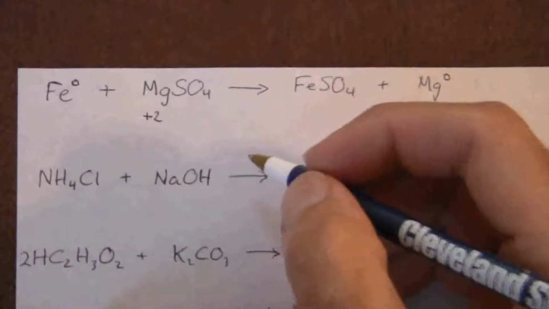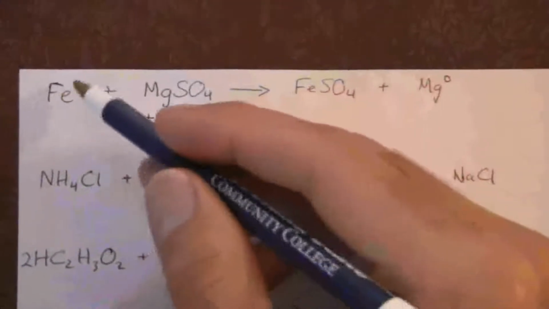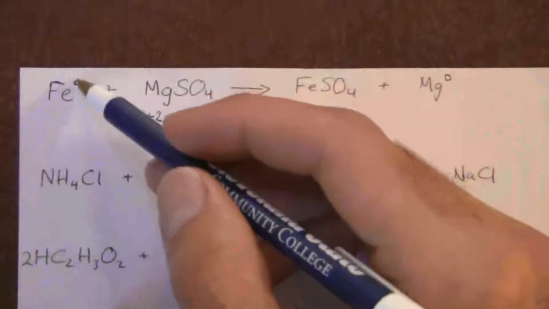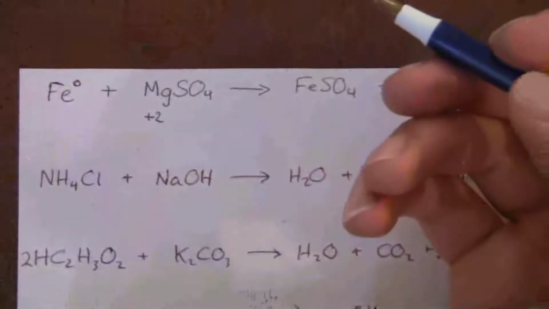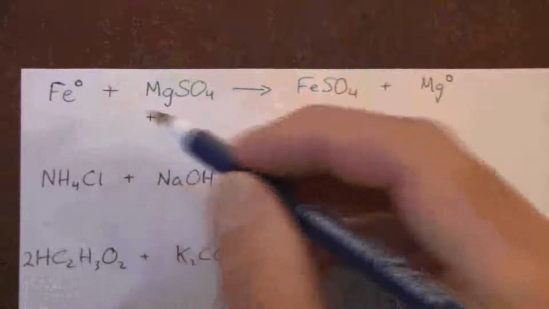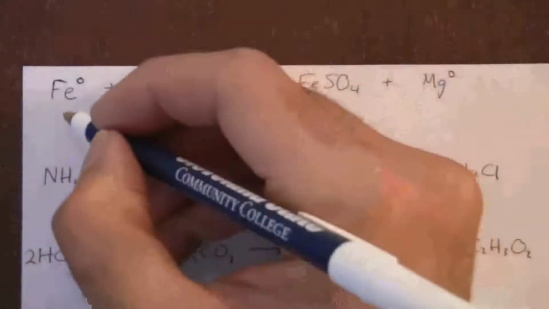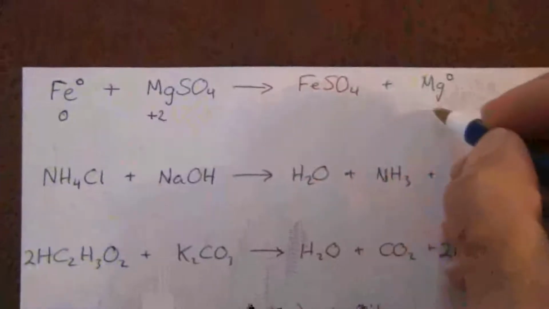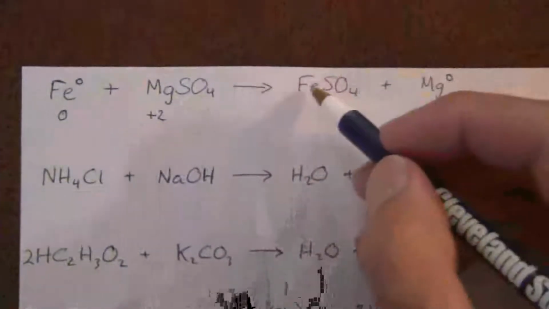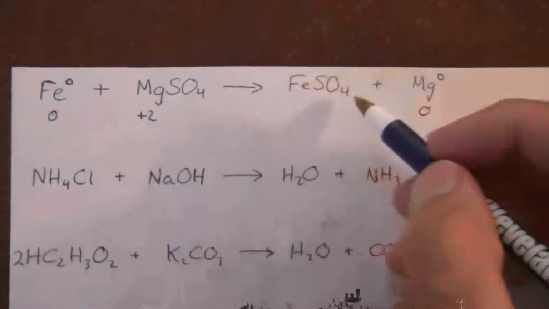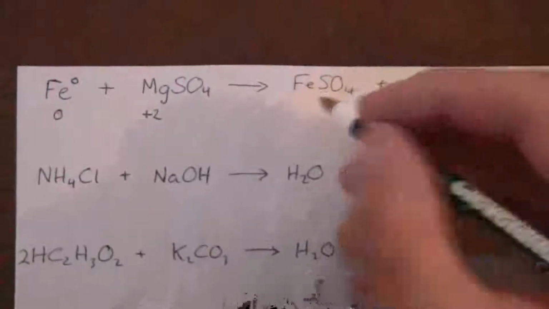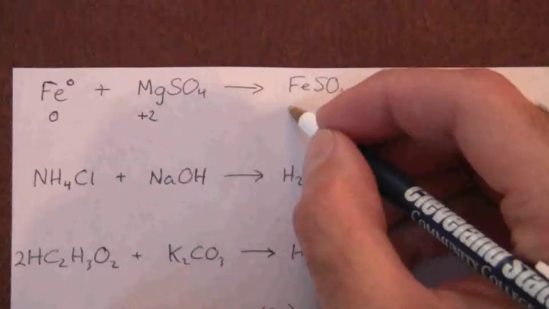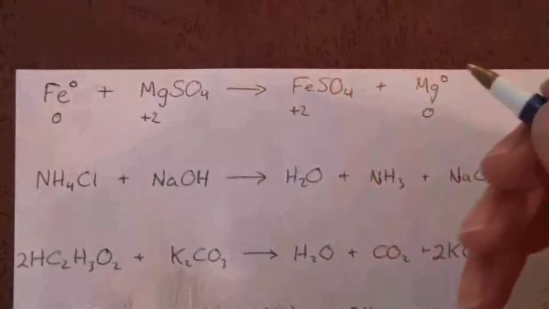You can write it as a charge if the charge is applicable, or I'm just writing the oxidation numbers below here. I could put that down there to be consistent for those. And here the iron. Sulfate is a -2, so the iron is a +2 here.